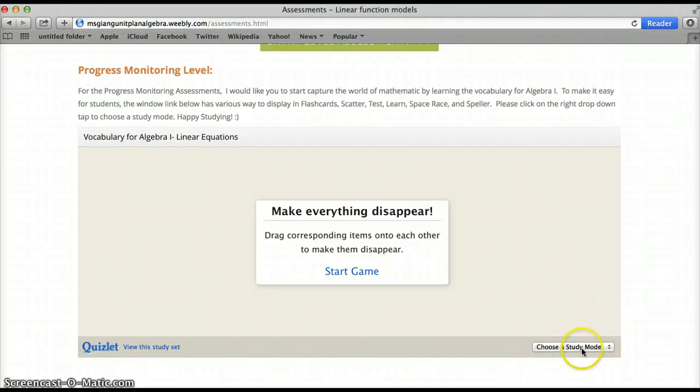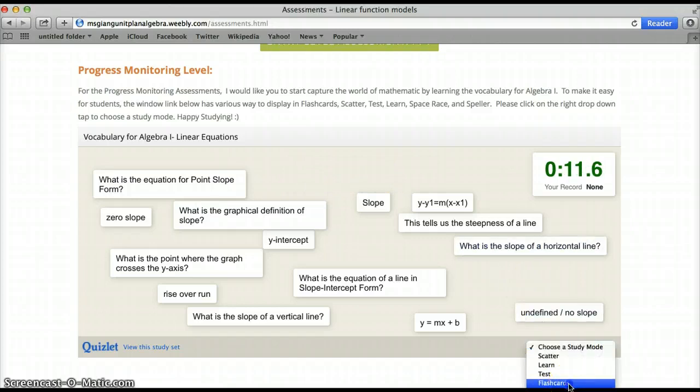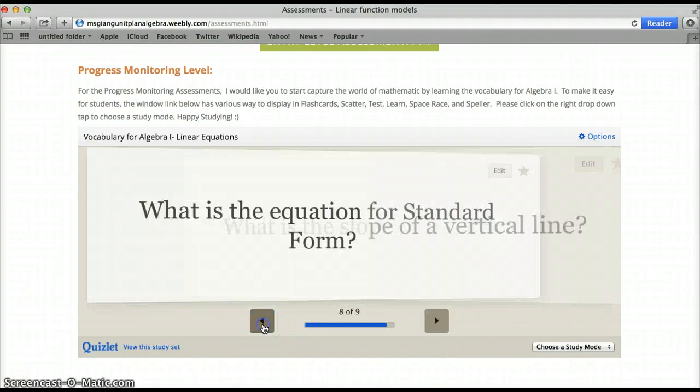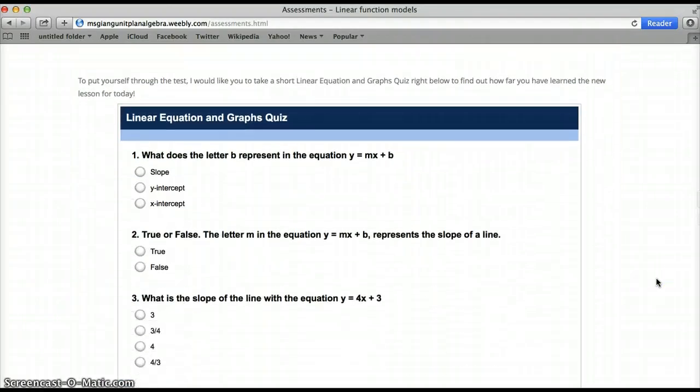it from here. Choose a study mode: scatter, learn, test, flashcard, speller, space race. I pick scatter because I think it's really fun, and you can just pick the question with the answer and it will disappear. Just like this, it disappeared. And then, you can just pick a regular flashcard and just flip through to learn. And then we will go to the next one to put yourself through the test.